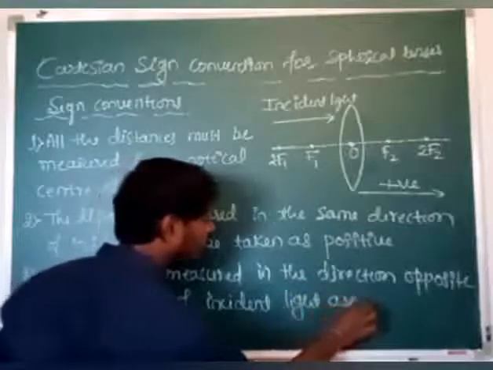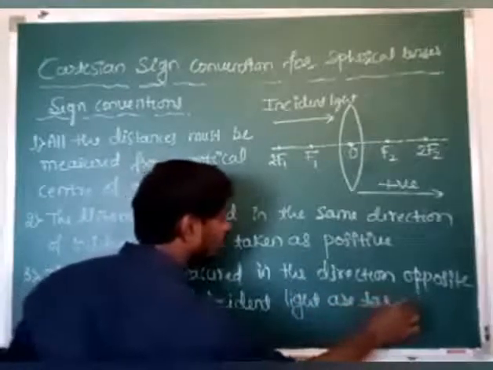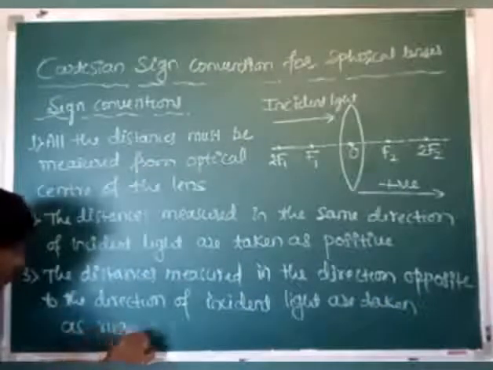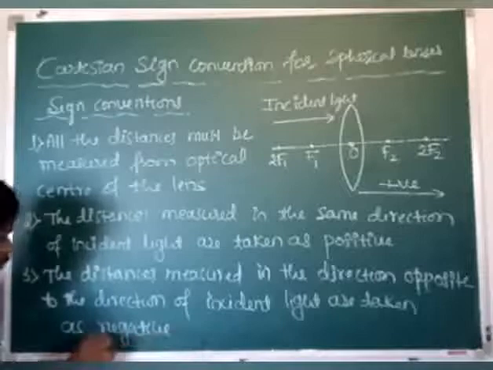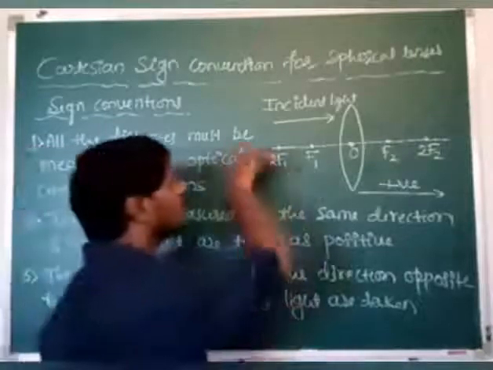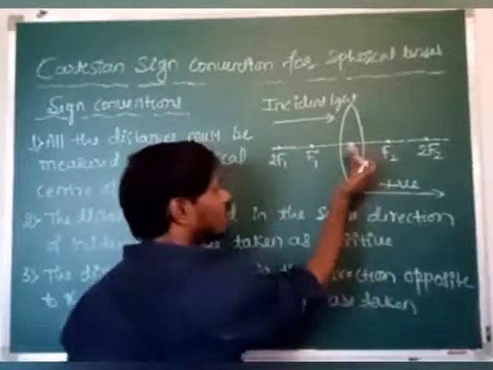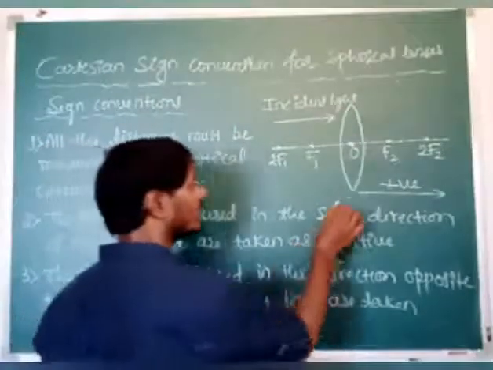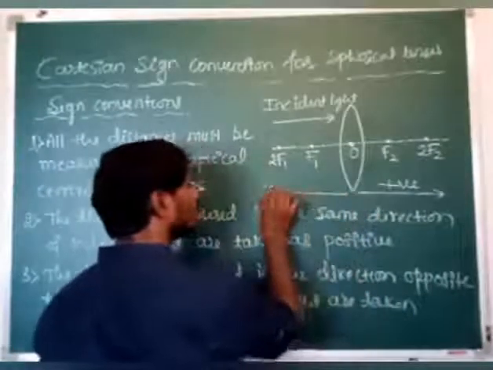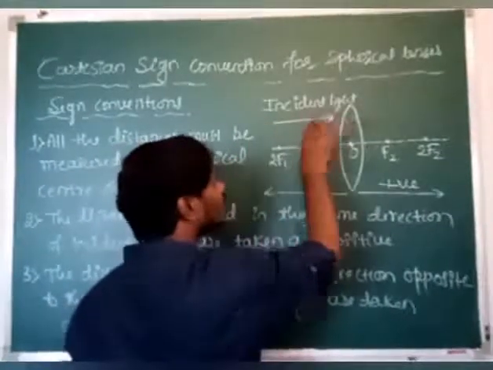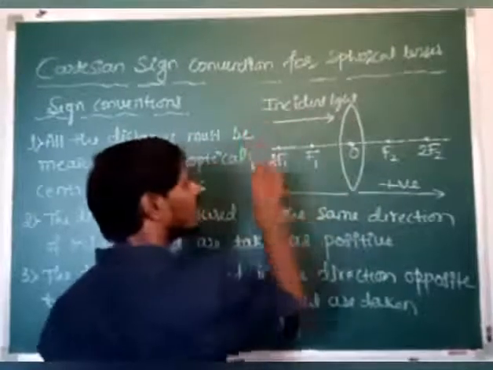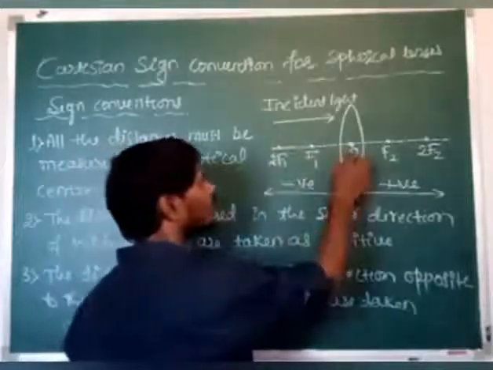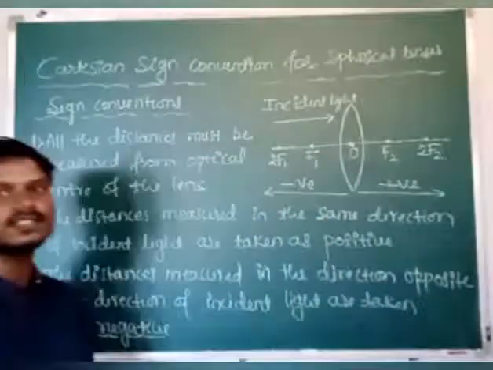Are taken as negative. See here, this is the direction of incident light. If the distance is measured in the opposite direction of incident light, those distances can be taken as negative here. See, the distances measured in the opposite direction of incident light are taken as negative. For example, the distance of the 2f1 from the optical center can be taken as negative here.